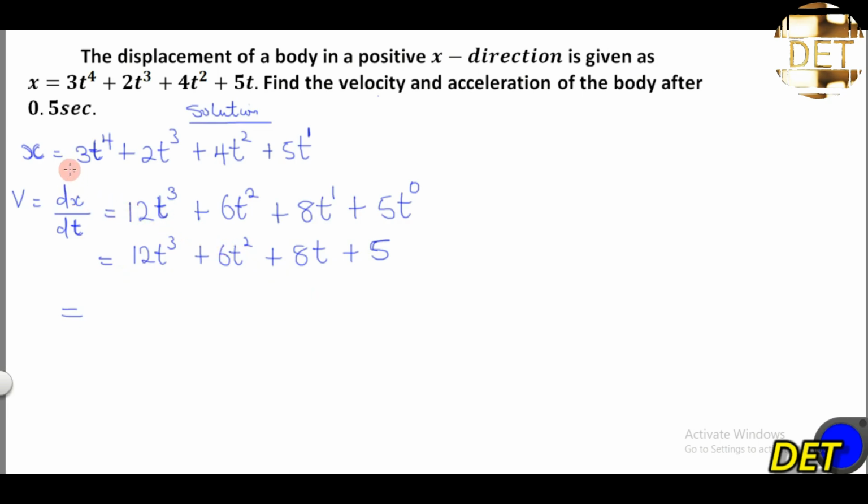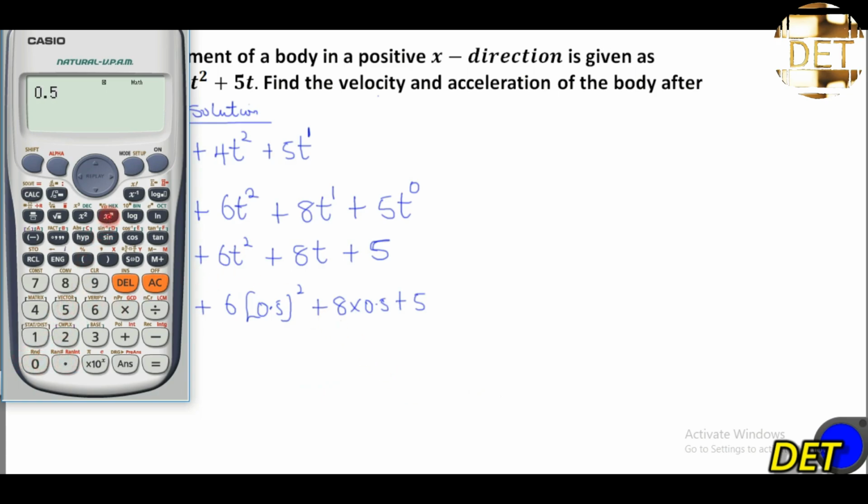So this will be equal to, having differentiated this expression, the next thing I will do is to impute the value of what? Of t, which is what? 0.5. So this will be 12 open bracket 0.5 raised to the power of 3 plus 6 open bracket 0.5 raised to the power of what? 2 plus 8 times 0.5 plus what? 5.